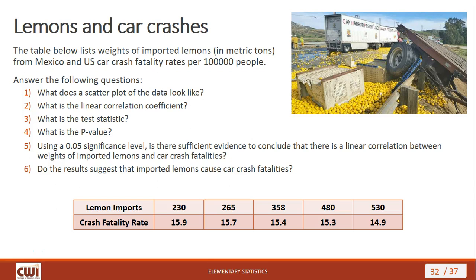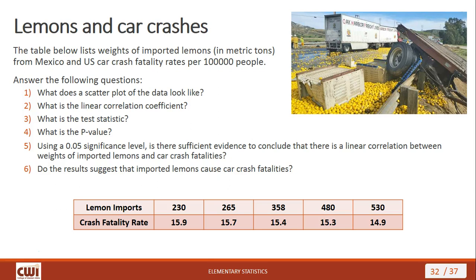We're asked to answer the following questions. First, what does a scatter plot of the data look like? Second, what is the linear correlation coefficient? Third, what is the test statistic? Fourth, what is the p-value? 5, using a 5% significance level, is there sufficient evidence to conclude that there is a linear correlation between weights of imported lemons and car crash fatalities? And 6, do the results suggest that imported lemons cause car crash fatalities?